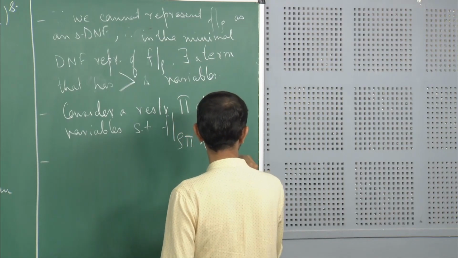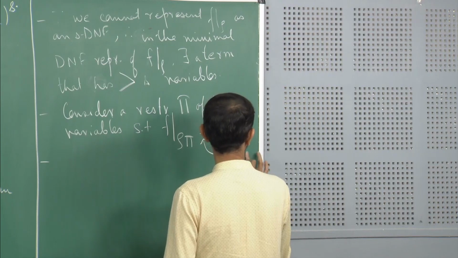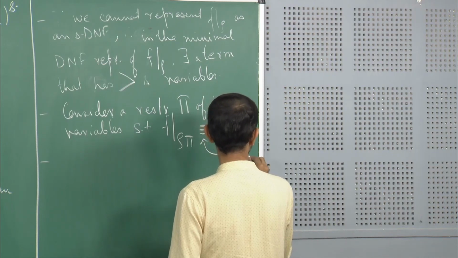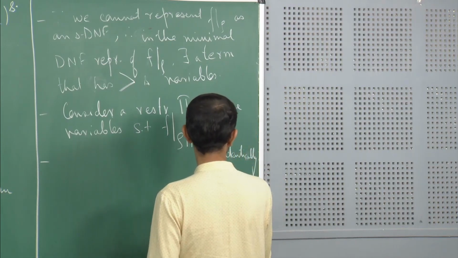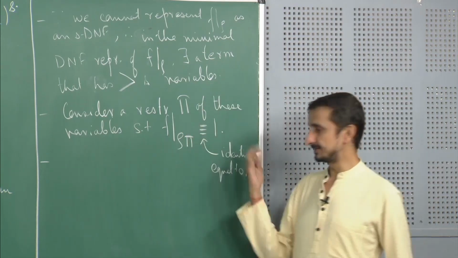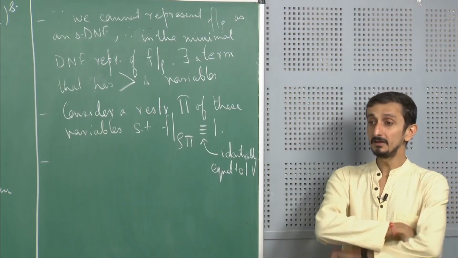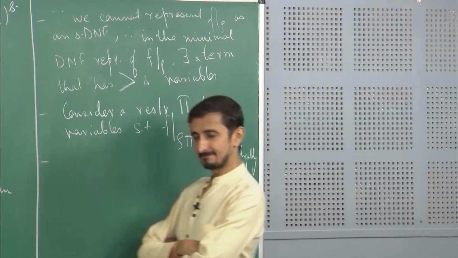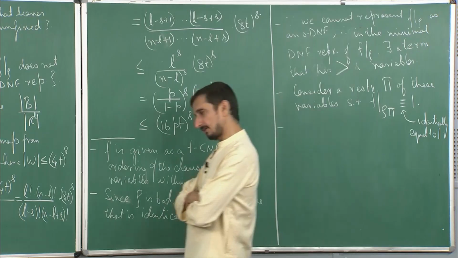Let me write this: identically equal to 1, or if I write 0, it is identically equal to 0. It makes the function 1.